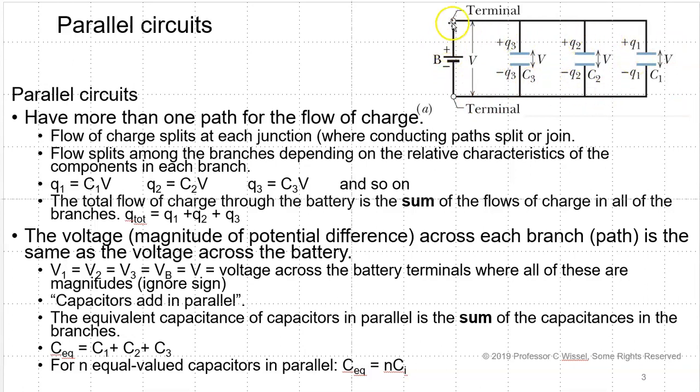Why is the potential the same? Because this is one equipotential surface. All of this is one equipotential surface. This is another equipotential surface.